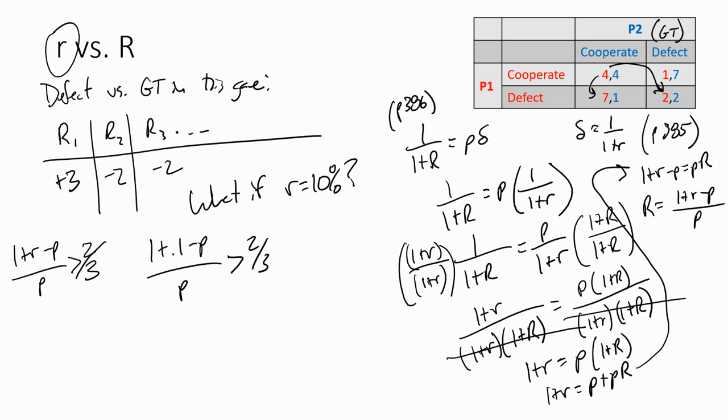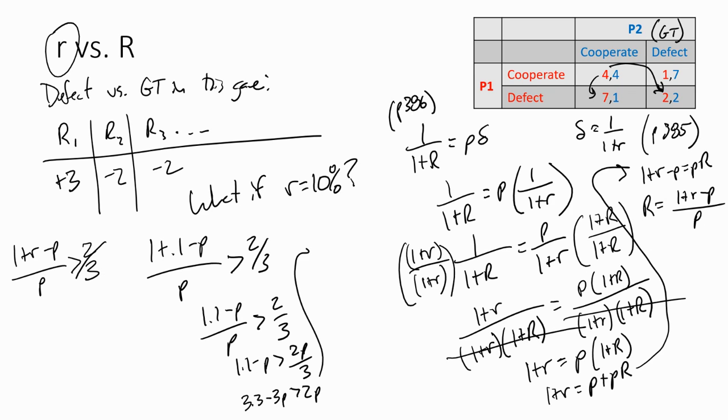Okay, so we're still not totally there. We have to solve for p, right? This is (1.1 minus p) over p greater than 2/3. So let's move the p around, multiply both sides by p. 1.1 minus p greater than 2p over 3. Multiply both sides by 3. Then add 3p to both sides, right? So I'm going to take this up here. Divide by 5.